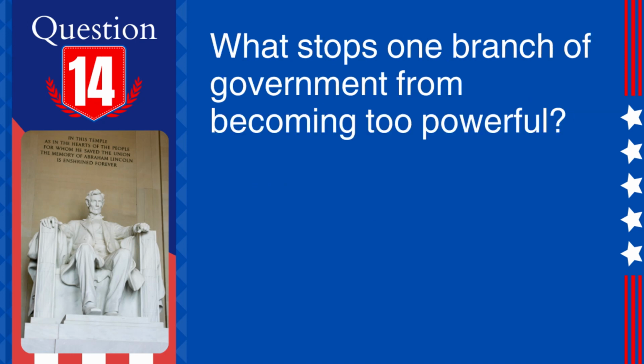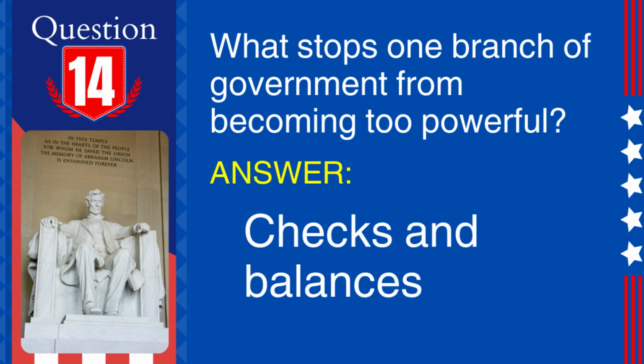14. Question. What stops one branch of government from becoming too powerful? Answer. Checks and balances. Explanation. The system of checks and balances ensures that no single branch of government becomes too powerful, with each branch having certain powers that can counteract or check the others.